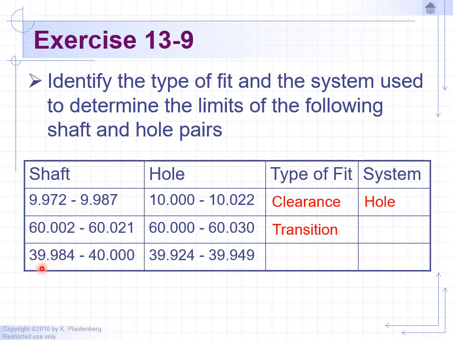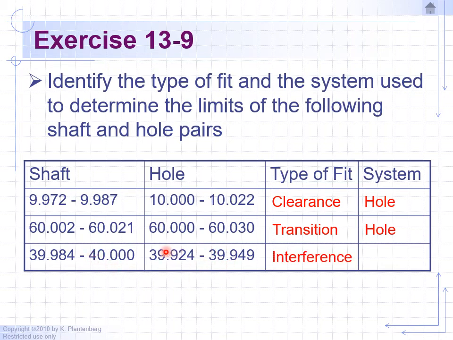So here we have a shaft of 39.984 up to 40. So if you randomly pick a shaft from the bucket, you may end up with something as small as 39.984 or something as large as 40.000. And in the other bucket, we have the blocks with holes. The holes range from 39.924 up to 39.949. So in this case, the hole is always guaranteed to be smaller than the shaft.